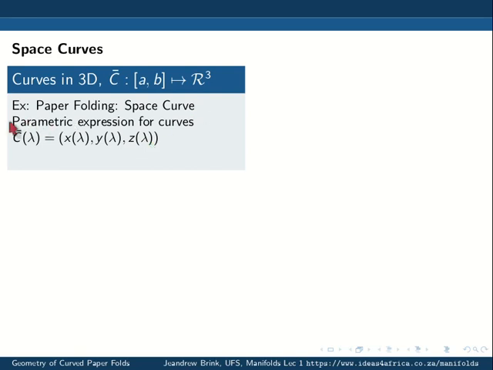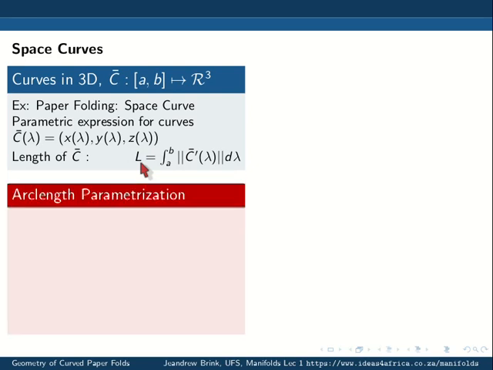So for our purposes, the parametric representation, you have C, a 3-dimensional vector, and you simply write down its components as a function of the parameter lambda. And once again, you can define the length of the curve simply as the integral over the interval of the norm of the derivative of the parameterized curve. Okay, so this is once again Pythagoras. And this is exactly the same as the 2-dimensional case.